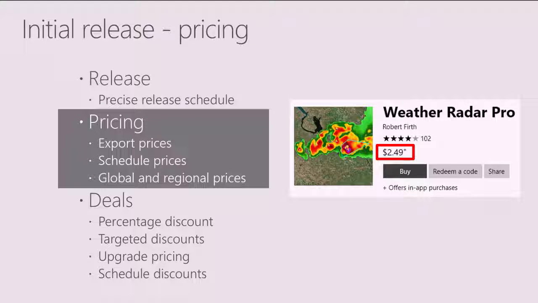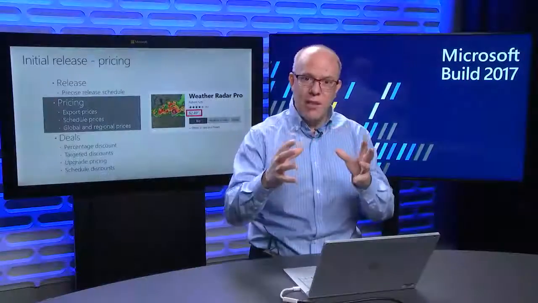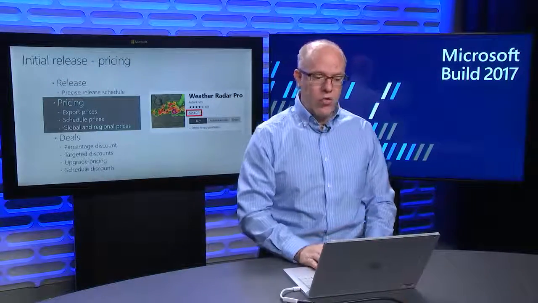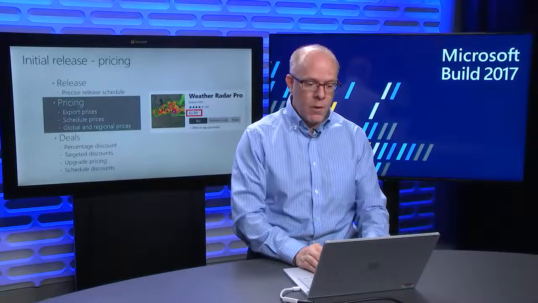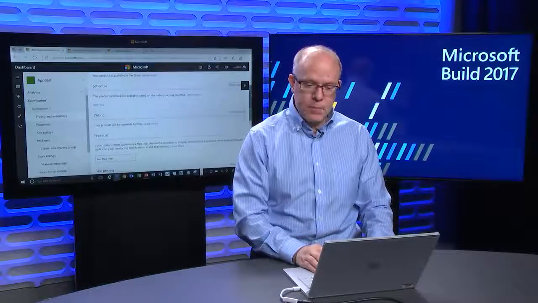The next big area of improvements is pricing. Pricing is the price that your users see when they go to the user store, either in Windows, PCs, tablets, phones, Xbox One, even HoloLens. All of those have the same UI, the same store, and when you set up a price, it will show in all of those stores automatically. So let's see what's new in pricing.